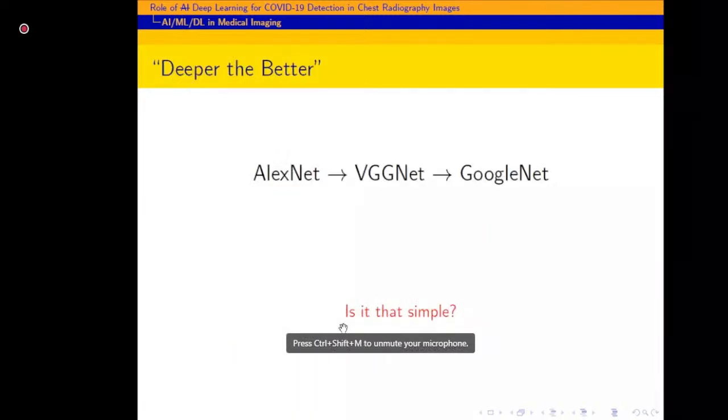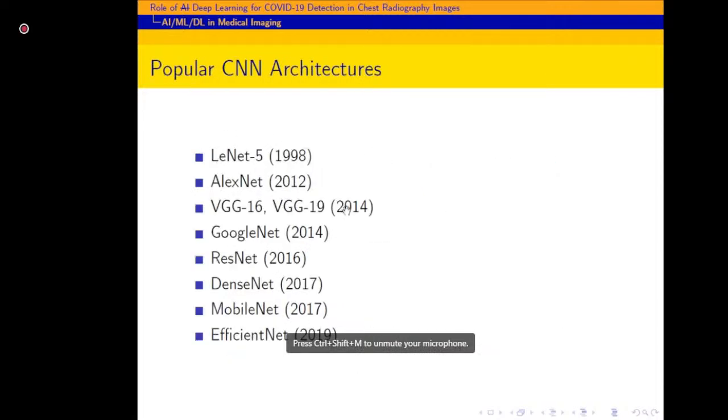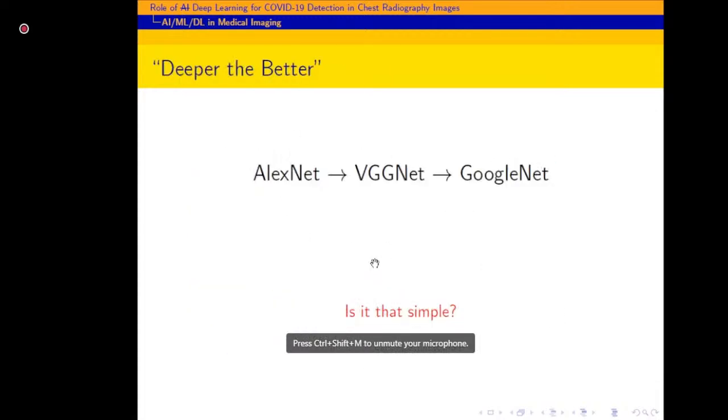So does it mean that deeper is always better? No, it's not like that. And now the question here is, although there are so many different types of architectures available in the literature that have been extensively used for solving a wide range of computer vision or medical imaging problems, can we also develop our own architecture? This is a question to all of you.